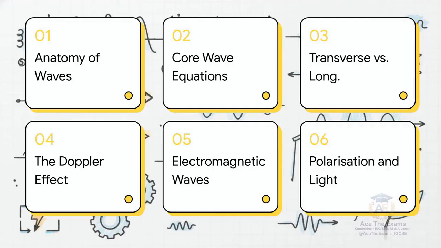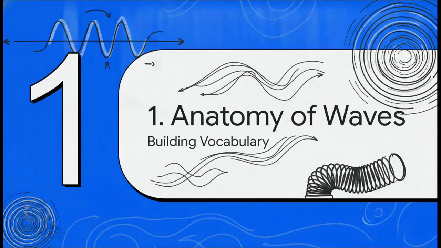All right, we have a highly structured journey ahead to secure those top marks. We're starting from the basic building blocks with the anatomy of waves, then hitting the core wave equations, moving into transverse versus longitudinal waves, exploring the Doppler effect, unpacking electromagnetic waves, and finally tackling the mind-bending phenomena of polarization and light. Let's start with Section 1, the anatomy of waves.